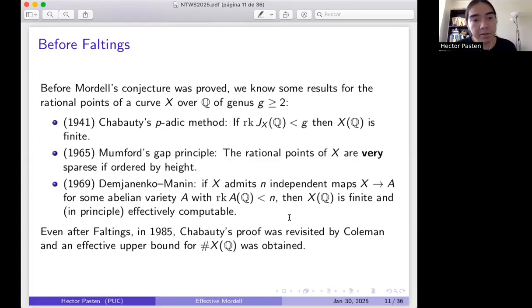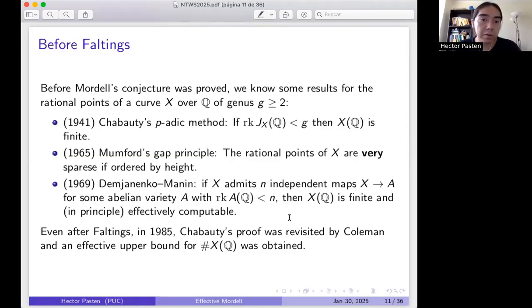So in principle means that you need to go through the proof and keep track of all the choices of heights, because this is a proof based on height theory, and how to translate linear equivalence of heights into height comparison. And well, I don't think anyone has worked out what comes out of the proof in this generality. And I don't think that's going to happen anytime soon, because it's rather complicated to keep track of all of that. In any case, it is effective in principle. And after Faltings, these theorems are still alive. So the Mumford gap principle has many applications today.